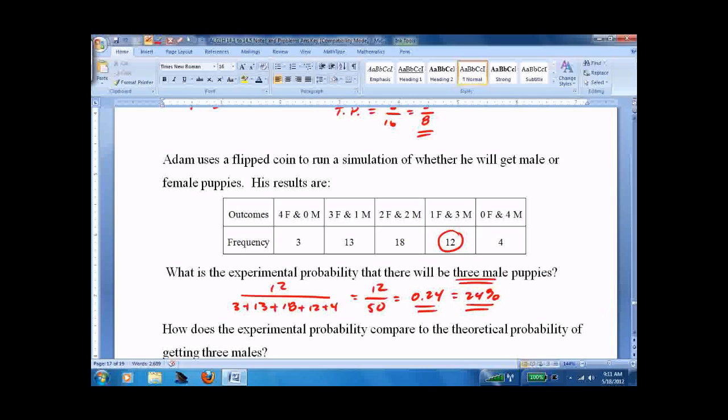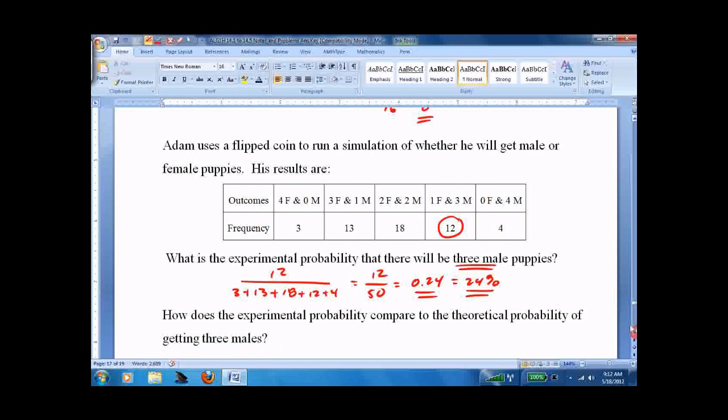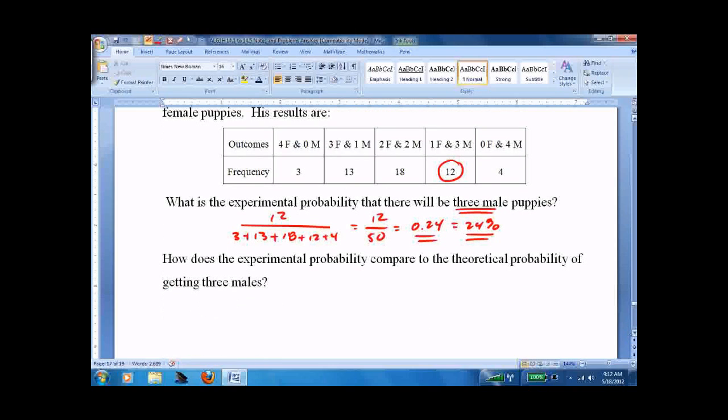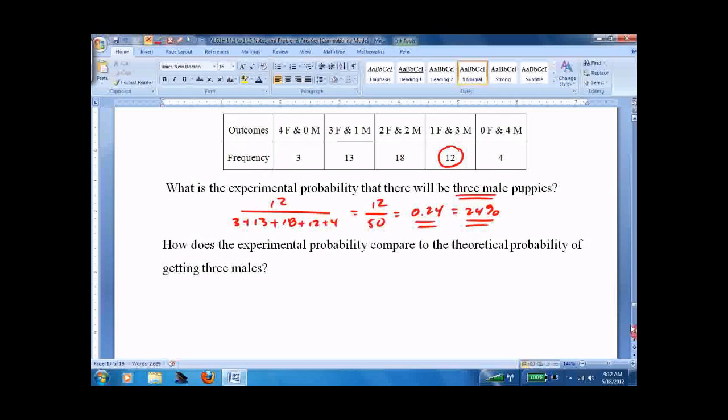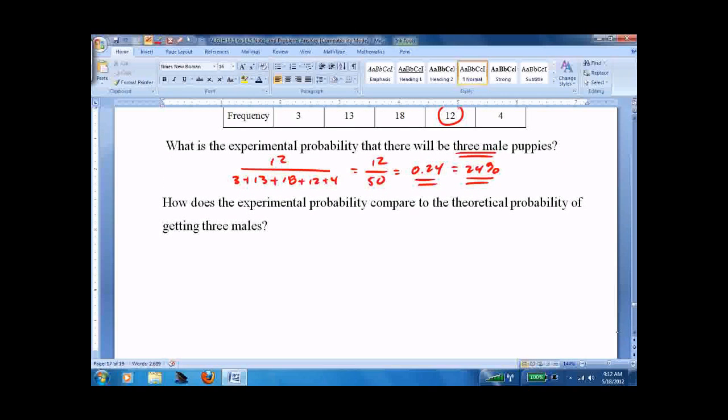And how does that compare to the theoretical probability of getting 3 males? So again, there were 16 choices, and that would be C(4,3), which is 4, basically 4 over 16, which is 1 out of 4, which is 0.25, which is 25% chance. So his flipping of the coin actually gave him some really nice data. Better than the one I got before. How come?